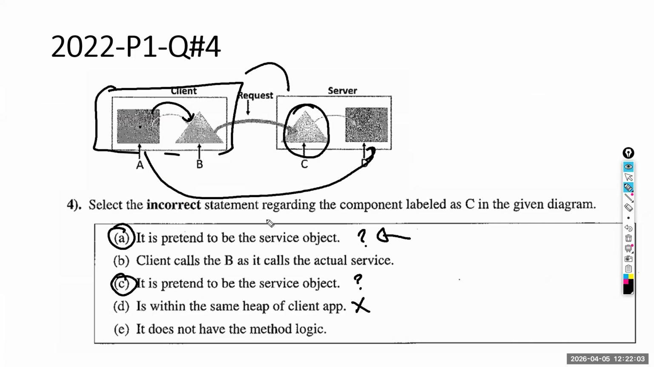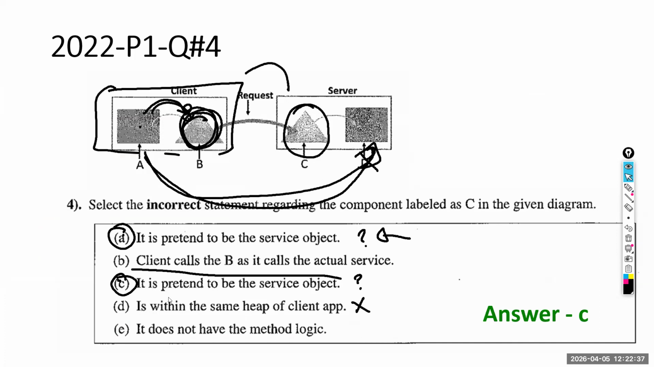So therefore, ChatGPT's argument is, by the way, if A is wrong, C is also wrong. ChatGPT's argument is actually that B is pretended to be the service object. That is why the client calls it rather than the client calling this. Okay. Yeah, ChatGPT also has a sort of valid logic there. But anyway, the examiner's answer is completely different. The examiner's answer is C, right? Yeah, the examiner's answer is C.